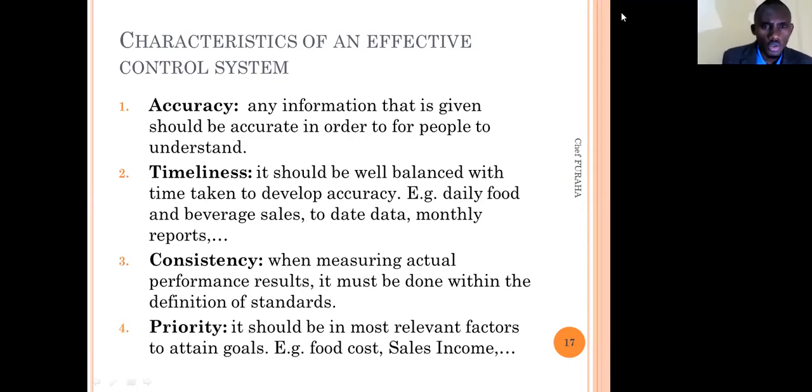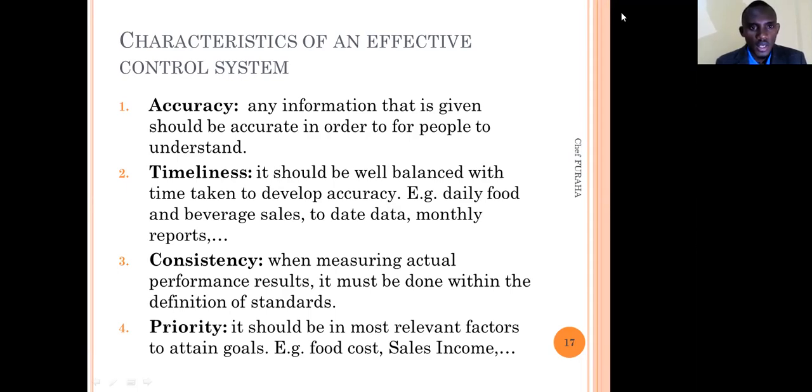Characteristics of an effective control system or control process: it must be accurate. All information that we provide in reports or in other records must be accurate. If you sold to a group of people and they paid 100,000, you must report 100,000. You can't report less than that. So the process must be accurate, and it must ensure accuracy in any information, in anything that is happening.